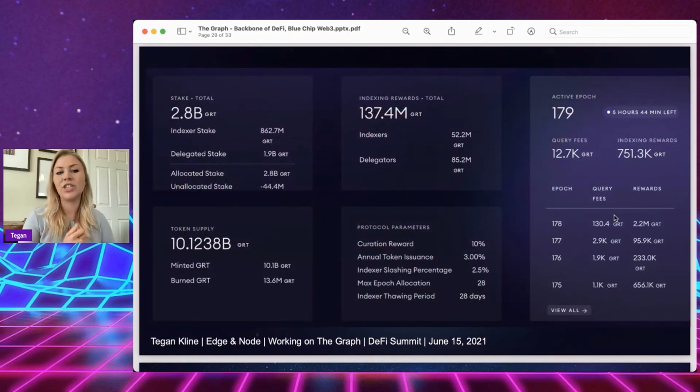This is just a snapshot of the Graph ecosystem. Right now there's over 2.8 billion GRT staked. There's only 10 billion total GRT.